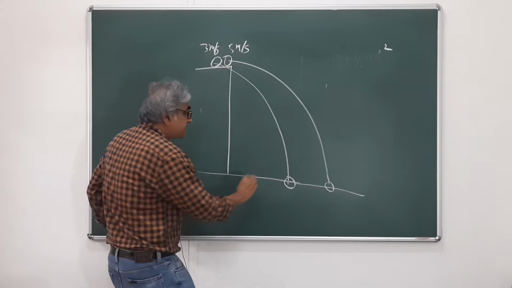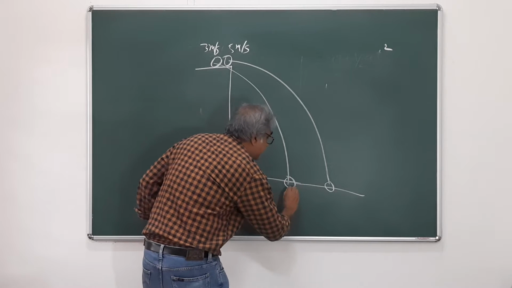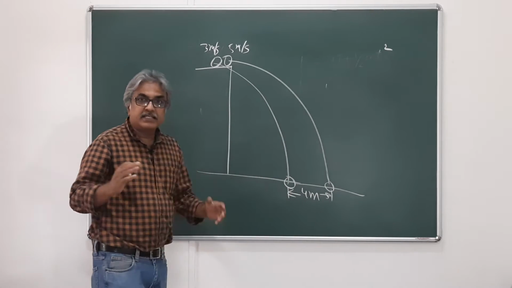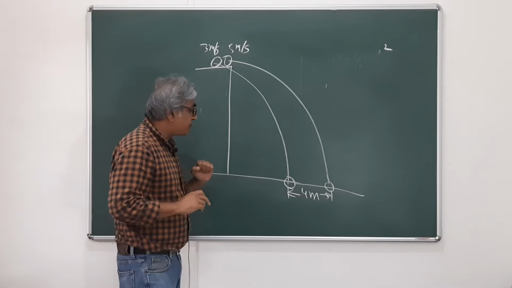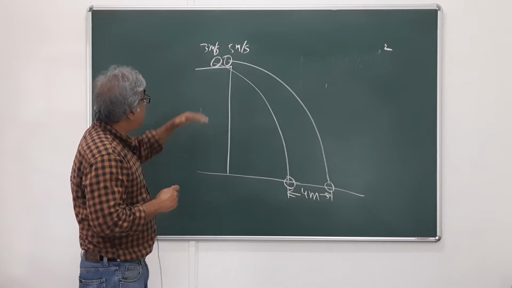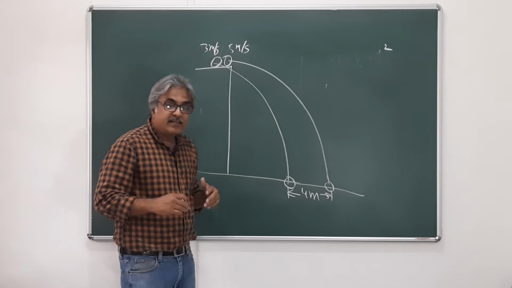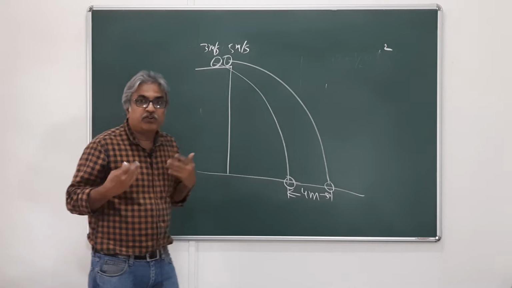And you are given that the distance between them after they reach the ground is 4 meters. Right? The distance between them after they reach the ground is 4 meters, and you are asked to find out this height. Suppose you are asked to find out this height. So how would you proceed?